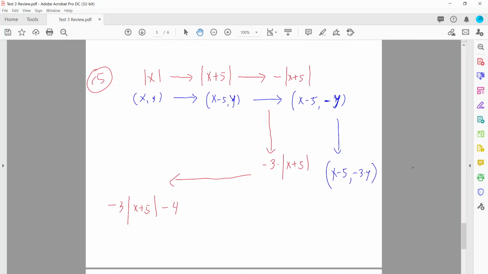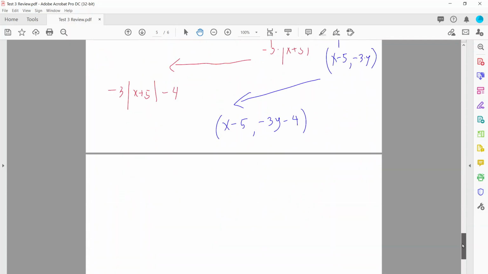And now finally, to go from here to here, you are just taking the graph 4 units down, so that means the vertical shift down, so you are subtracting 4 from the y coordinate. This y coordinate, negative 3y, you are just subtracting 4 from there. So if you just pick a point from the absolute value of x, y, eventually you have to do this calculation to find the point on your new graph. So I'm going to do that here.